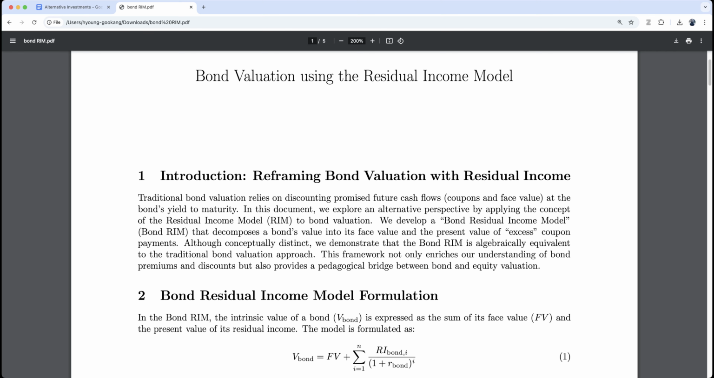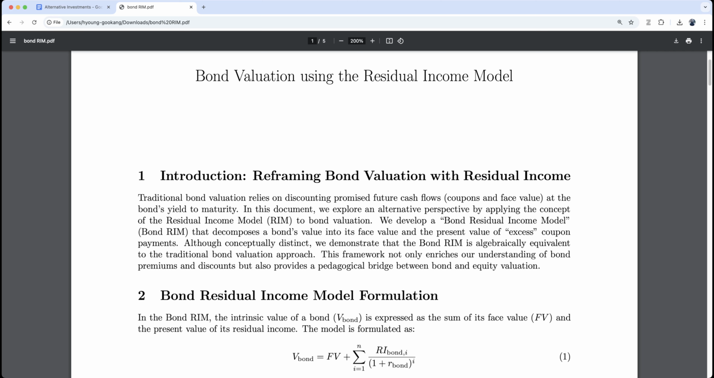Traditional bond valuation relies on discounting promised future cash flows like coupons and face value at the bond's yield to maturity. In this document, we explore an alternative perspective by applying the concept of the residual income model (RIM) to bond valuation. This is purely for illustration.